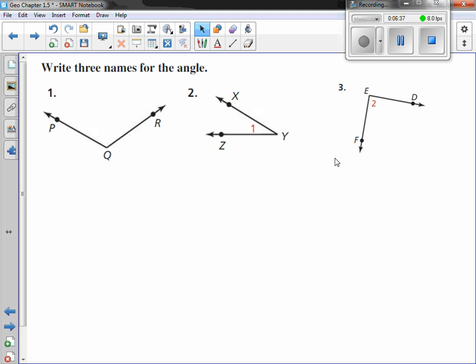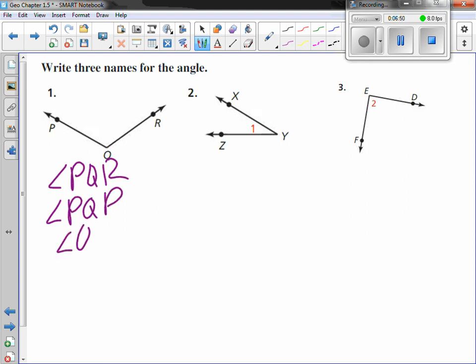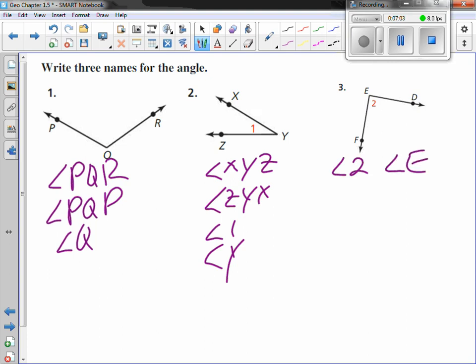Do we need to see another example of naming angles? No? So, this here is going to be angle PQR, angle RQP, angle Q. Here we have angle XYZ, angle ZX, angle 1, angle Y. Angle 2, angle E, angle DEF, angle FCD.